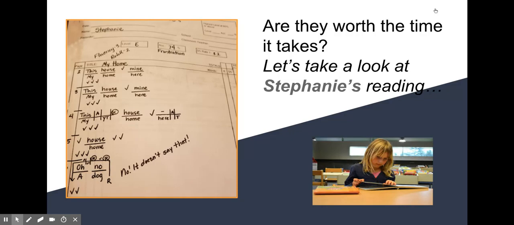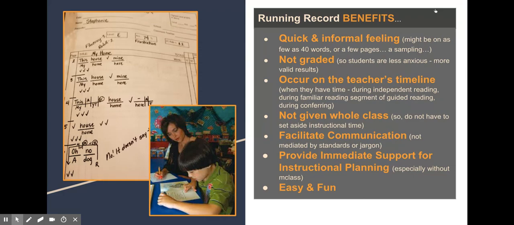So you can see that it's possible, even without a deep analysis of a running record, to get a sense of where your instruction needs to go and to get a sense of a reader, even if that reader isn't in your class. So there are definite benefits to taking running records. Let's talk through a few of them.